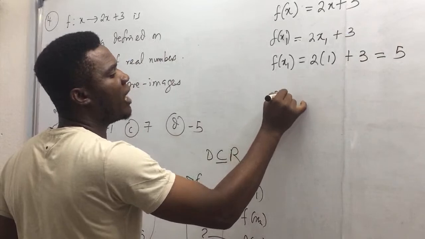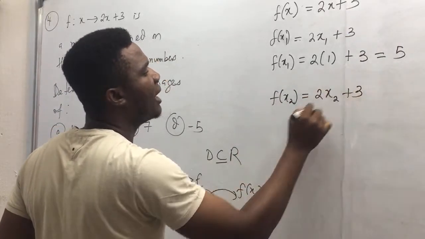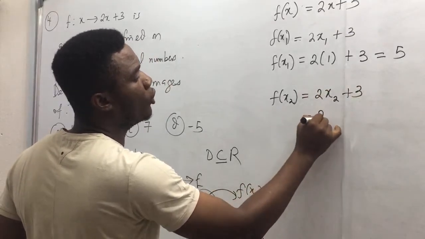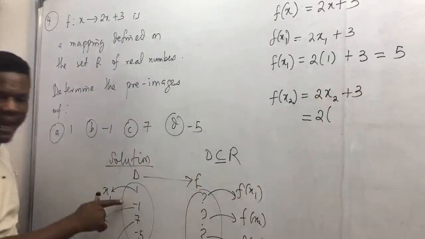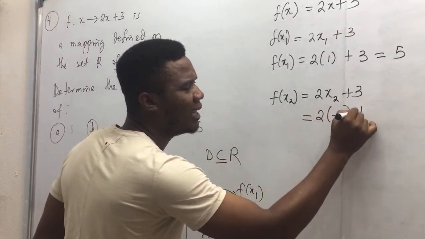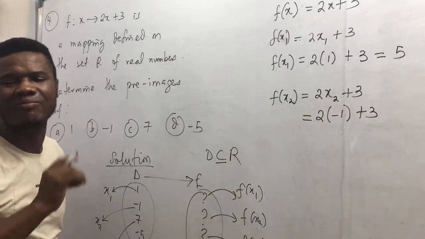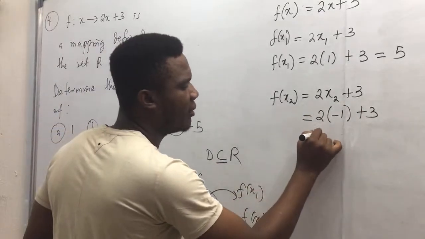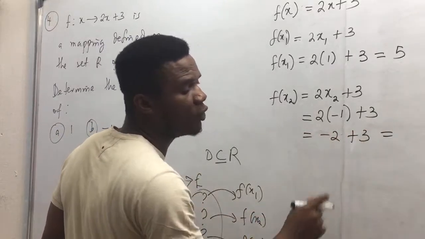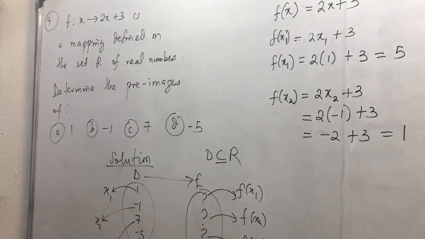I'm going to go to f of x2. F of x2 should come from 2x2 plus 3. And that means you will end up having 2 times x2. Your x2 is minus 1. So I'm going to put in place of x2 minus 1 and then add 3. So 2 times minus 1 is minus 2. Okay? So this is minus 2 plus 3. And minus 2 plus 3 will give you 1. So we've now obtained f of x2.